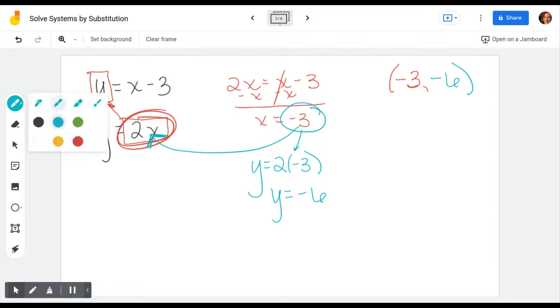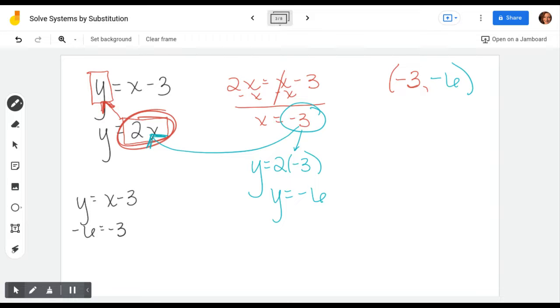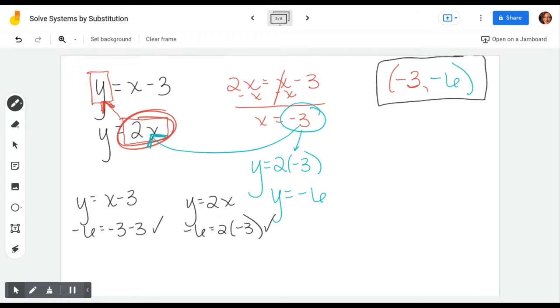Now, if you're afraid that you haven't done something right, the best thing to do is to plug those in and check. I'm going to take my first equation, y equals x minus 3, and I'm going to substitute those values in. So I'm going to say negative 6 equals negative 3 minus 3. That one works. That one's good. Then I'm going to take my second equation, y equals 2x, and I'm going to plug in the x and y. So negative 6 equals 2 times negative 3. That one's good. As long as it works in both equations, then that must be the solution.